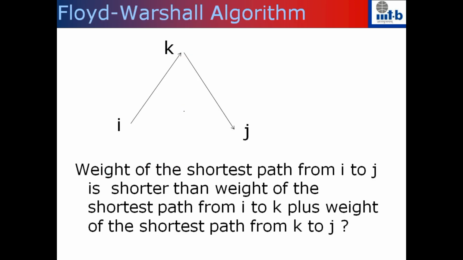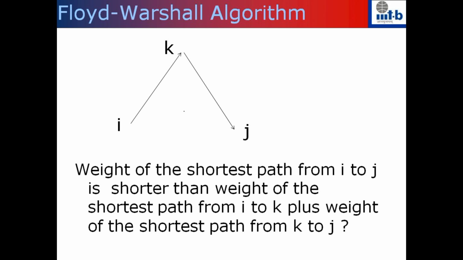Let's look at what happens in Floyd-Warshall's algorithm. So you want to try to update the shortest path from i to j. You take k as one of the intermediate nodes. So you are trying to update the shortest path from i to j, and k is one of the intermediate nodes along this path. Now you ask the question whether the shortest path that you have from i to j is better than the shortest path from i to k plus the shortest path from k to j.